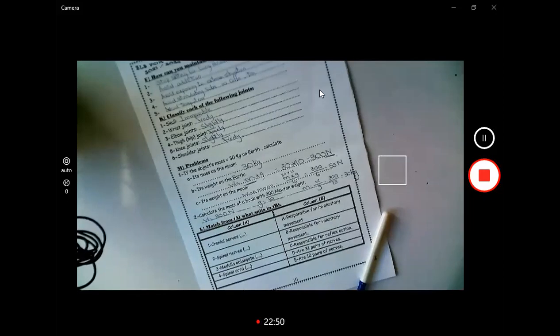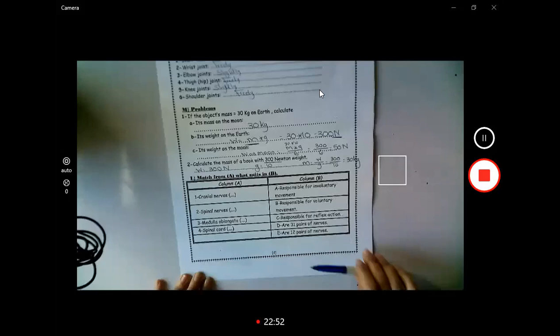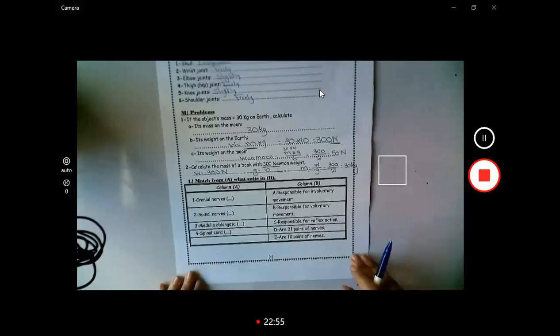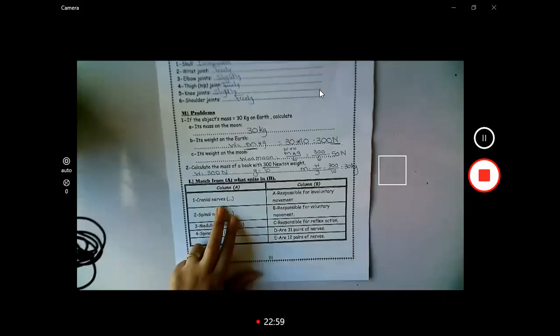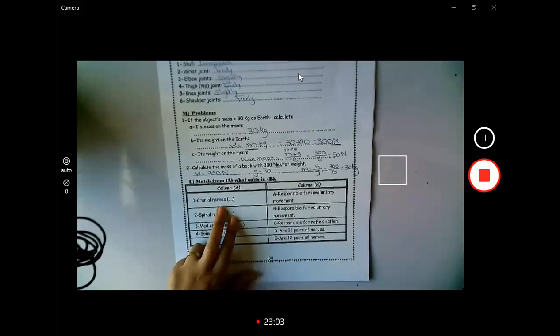طيب the last question, match from A what suits in B. Cranial nerve the cranial nerves مع مين؟ الcranial nerves. Who said miss ياسين بيرسي. Yes.